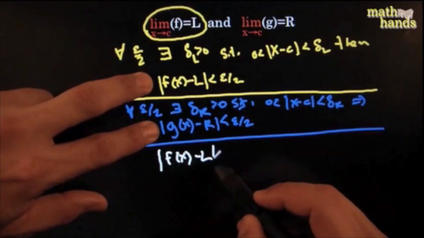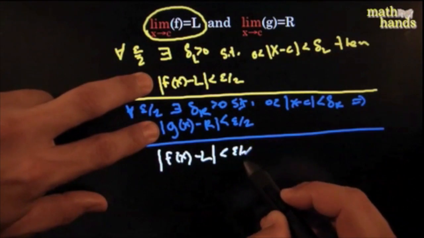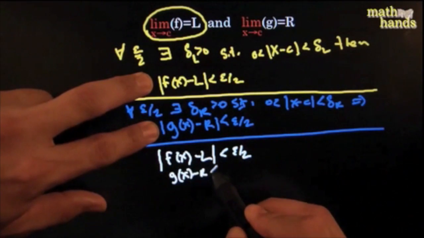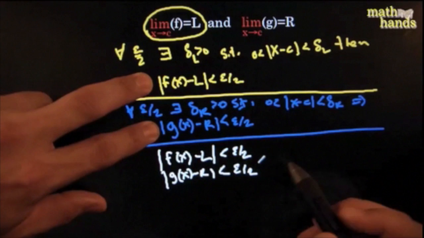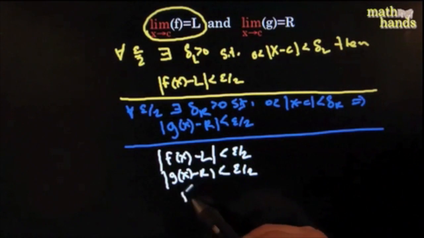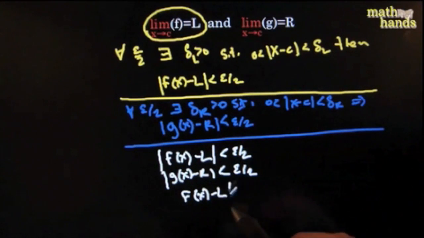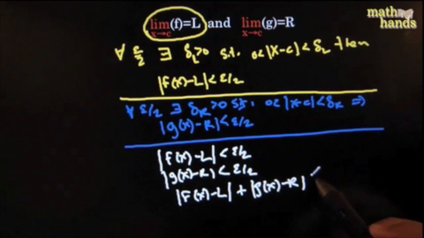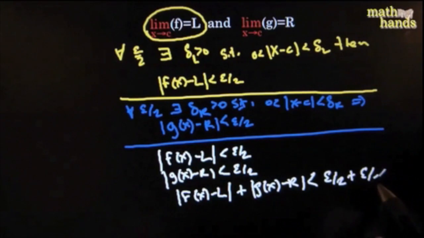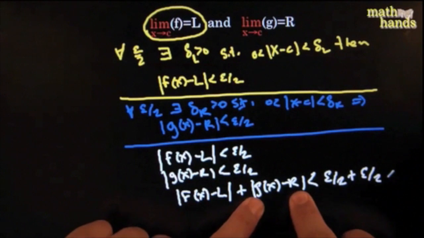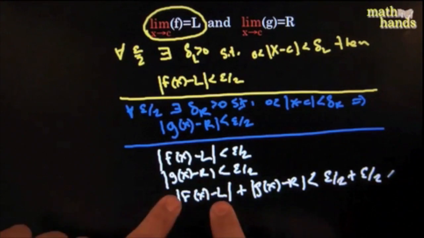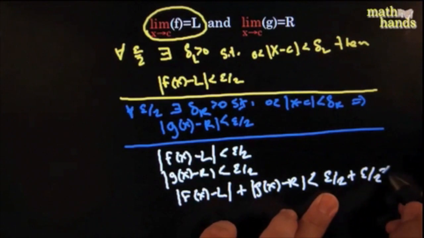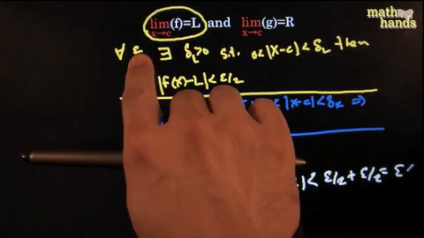Then this will be smaller than epsilon over 2, and g of x minus r will also be smaller than epsilon over 2. Then you add them and you say you have f of x minus L plus g of x minus r is smaller than epsilon over 2 plus epsilon over 2, because this distance is smaller than epsilon over 2 and this one's smaller than epsilon over 2, so the sum of these two will be smaller than the sum of these two, which of course is equal to epsilon. And now you see why I had chosen epsilon over 2.